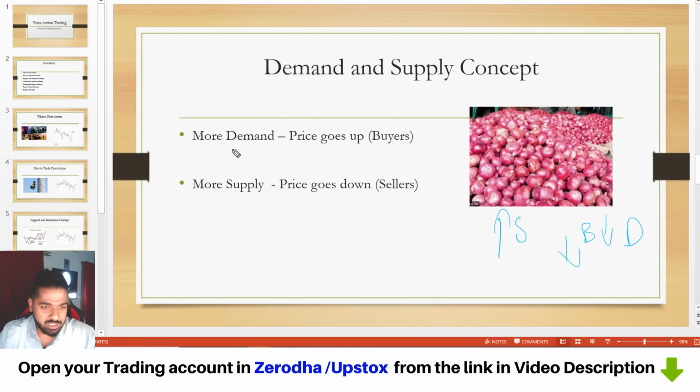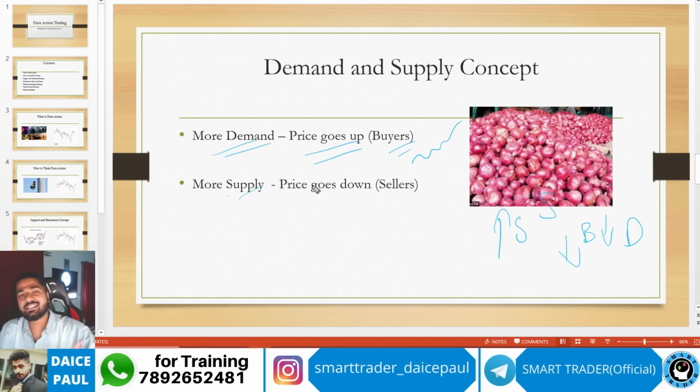It's the same concept I have written here. The more the demand, the more the price will go up. The more the buyers, the more the stock price will go up. With more supply, when many people are there to sell the onions, right, so many sellers are there, the price will go down.